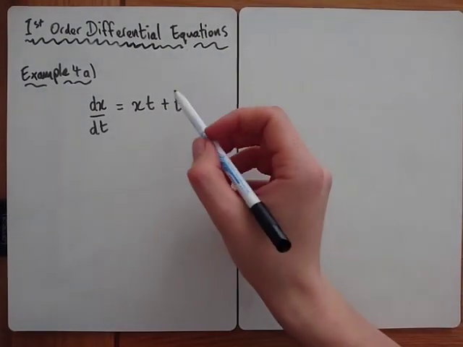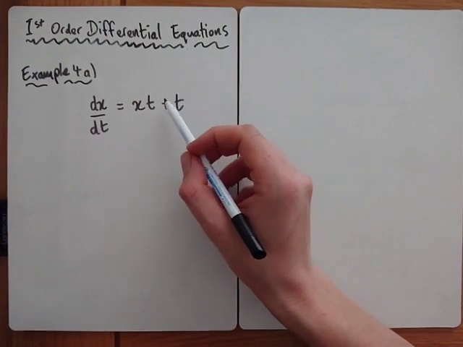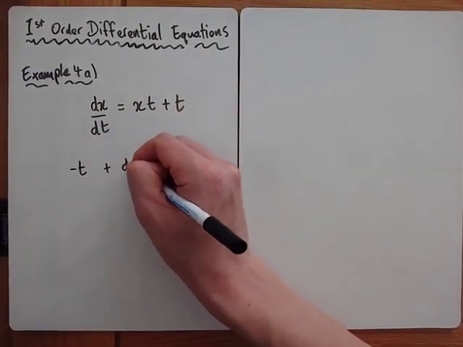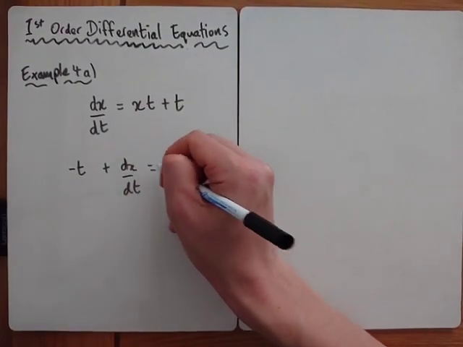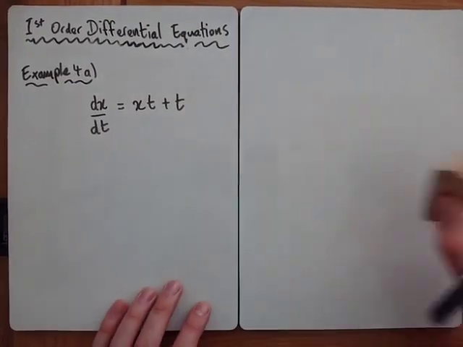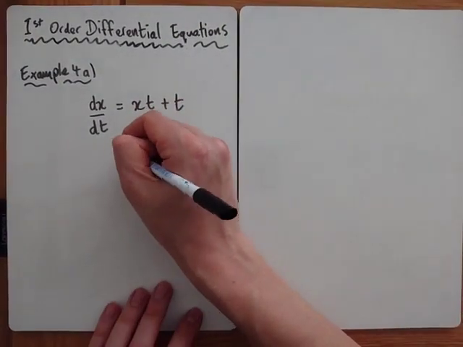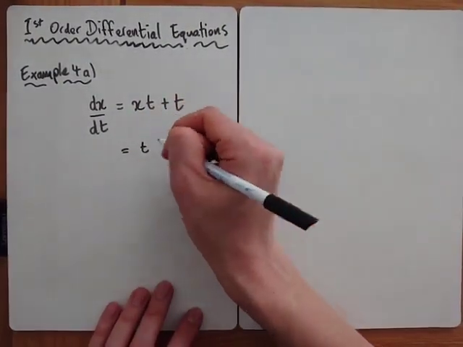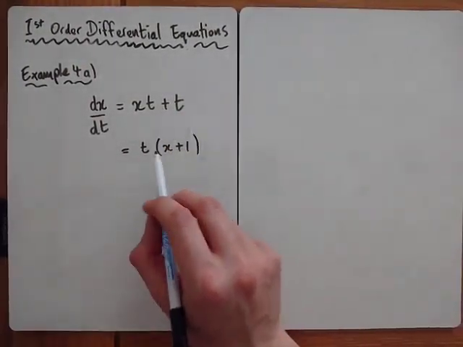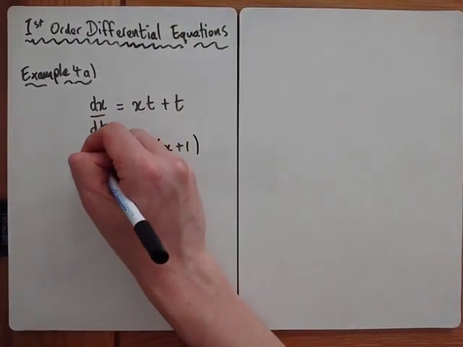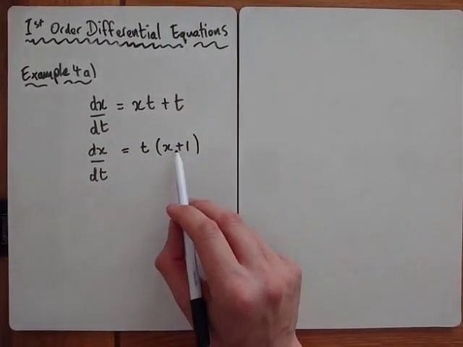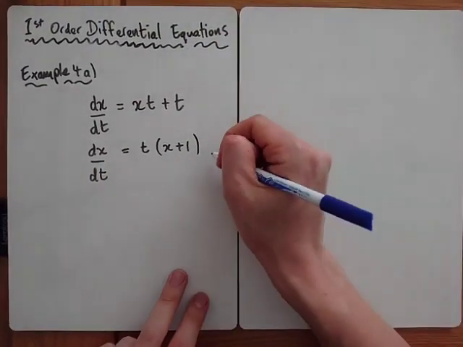Okay, so you definitely do not want to start subtracting terms. Imagine if you subtracted t, you'd have minus t plus dx by dt, and you'd be like, what is going on there? Remember what I was saying, you need to use multiplication and division to separate these. So you could spot that on the right hand side there's a factor of t that we could take out. And if you take a factor of t out, you're left with x plus 1. Okay, so we're going to divide both sides by x plus 1.